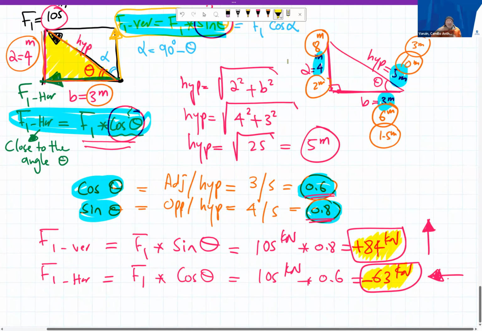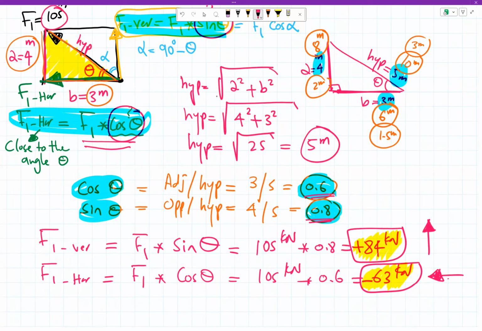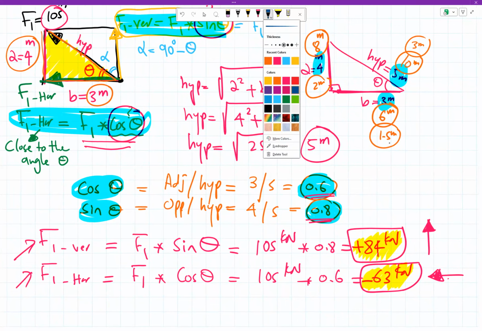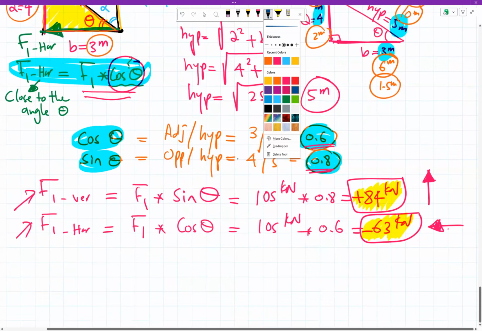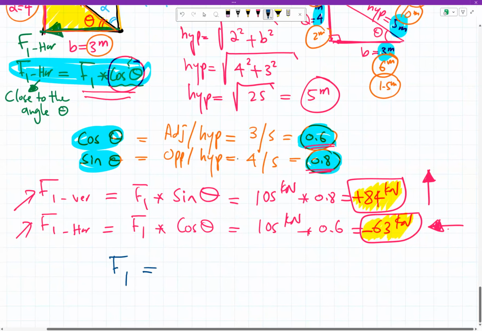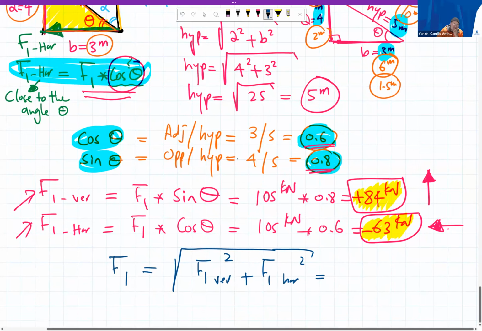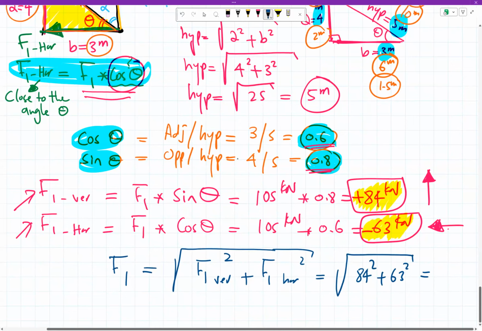Another reminder for you: if you have these two components and you want to find the force in reverse, this is just practice of what you know from Pythagoras theory. F1 will be root of F1 vertical squared plus F1 horizontal squared. So 84 squared plus 63 squared. What should we get? 105.